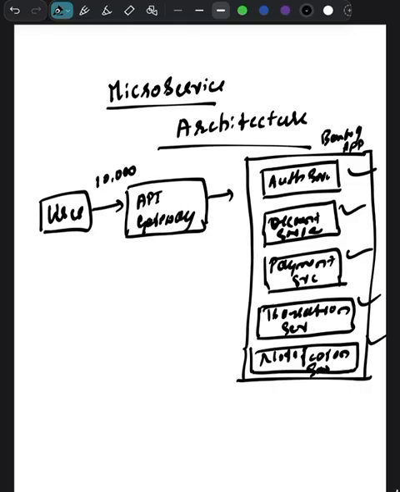Authentication is only dedicated for user authentication. It does not check the account balance. It is not responsible for the credit or debit, right?